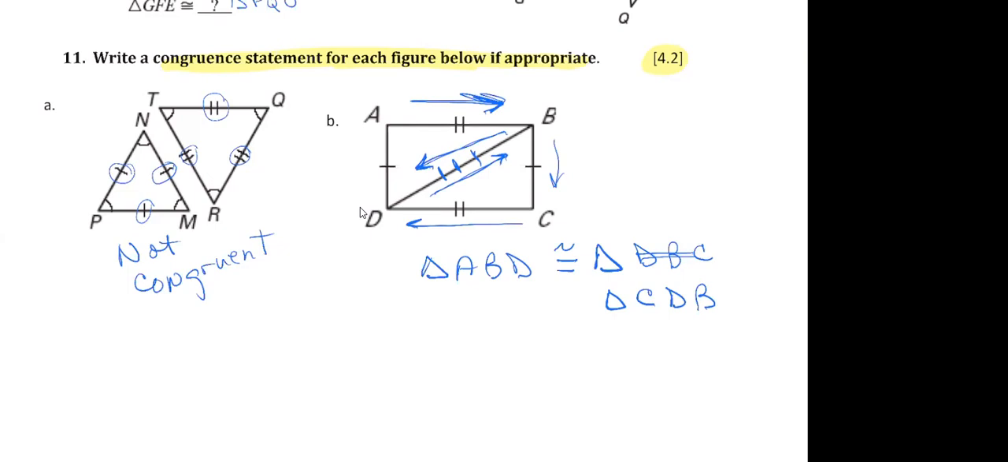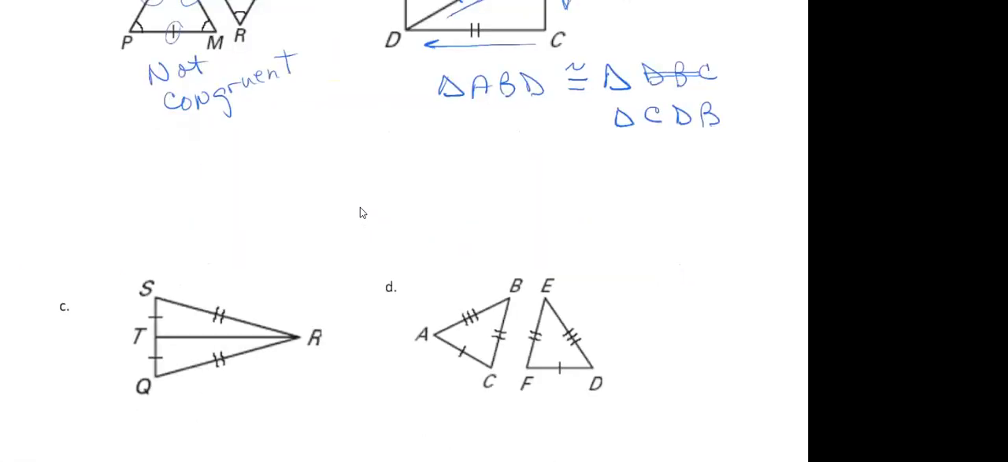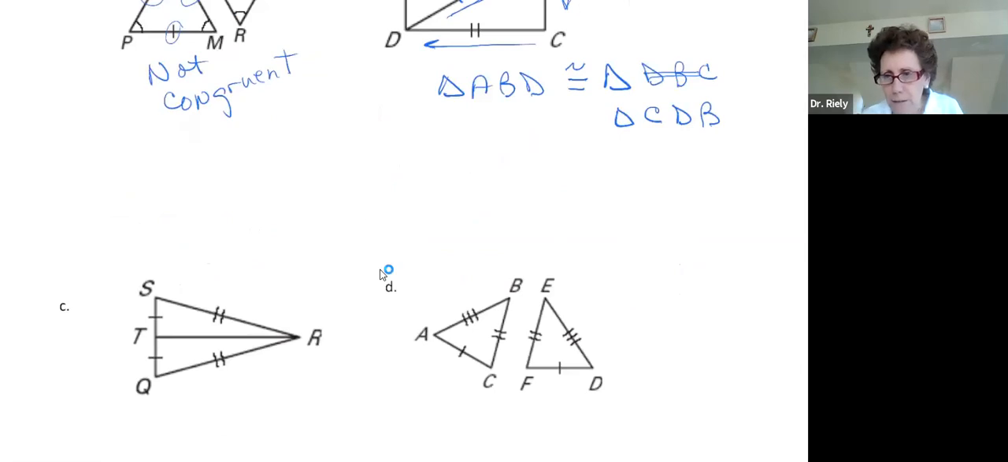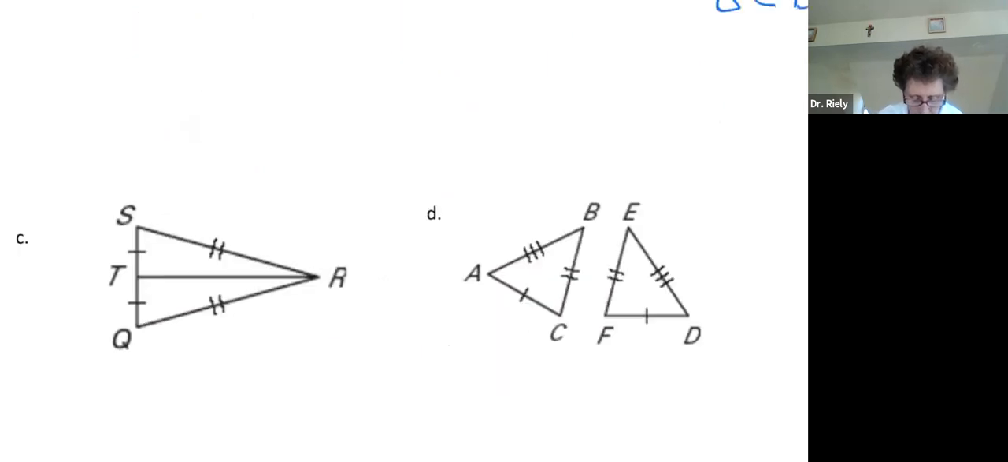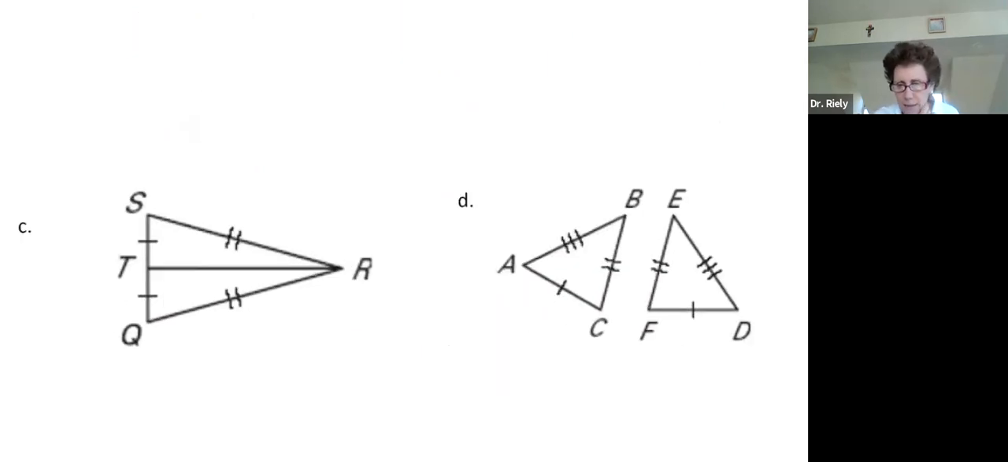Okay, so that brings us down to C. So let's look at that. So let me just see who I have up next. Okay, so who wants to comment on the next one? So we have to figure out if we have congruency and we have to write a statement. Gina, you want to get us started?